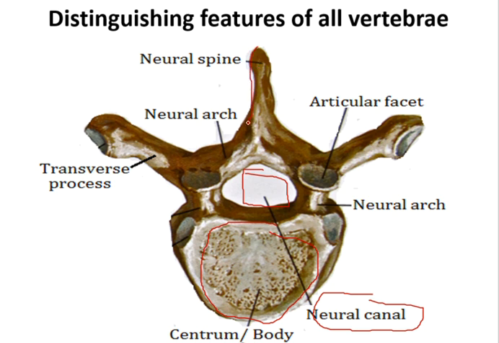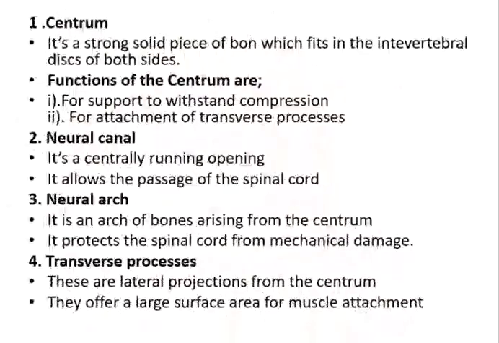Then we have a neural spine here, which is just a projection which increases surface area for attachment of muscles. Then the neural arc here, it looks like an arc, and the neural arc is for protection of spinal cord. Then as you can see, lateral here, lateral to the centrum, we have two projections called transverse processes, and their function is to increase surface area for attachment of muscles. That was just a preview.